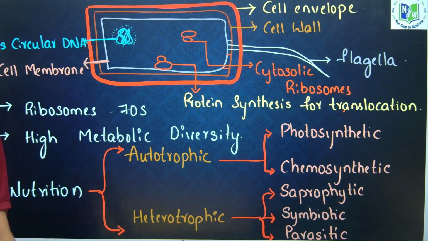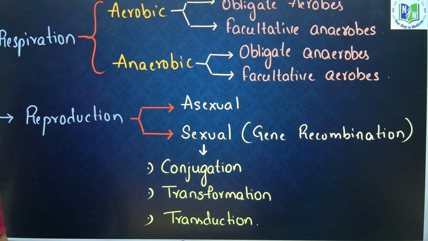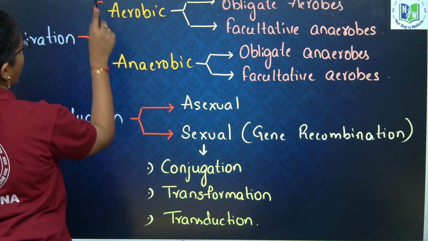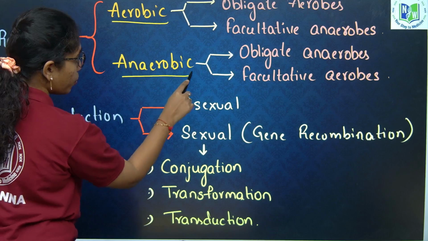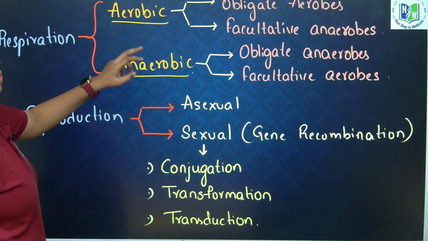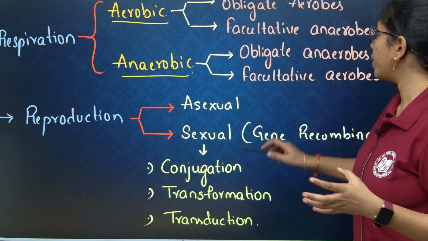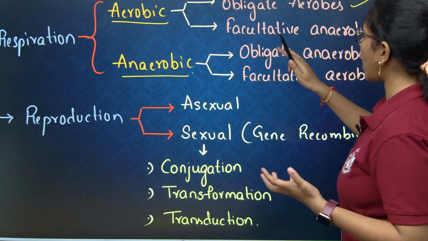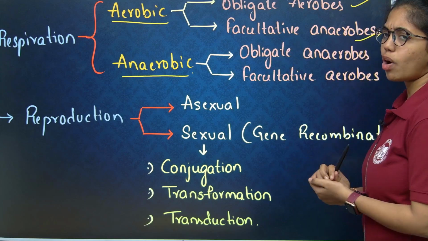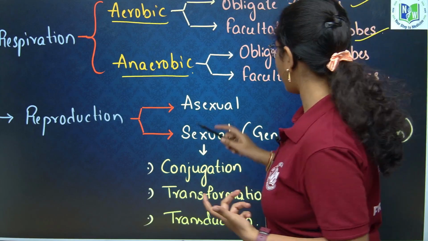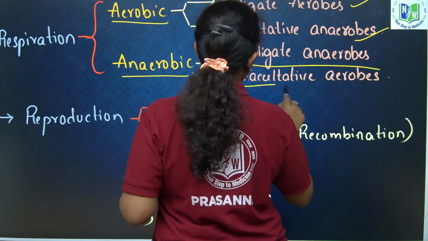Next, if you see respiration. Respiration also is of two types in the kingdom Monera. What are they? Aerobic respiration and anaerobic respiration. Under aerobic respiration, you again have two types. One is obligate aerobic respiration. Another type is facultative anaerobes. What does this term mean? Facultative anaerobes.